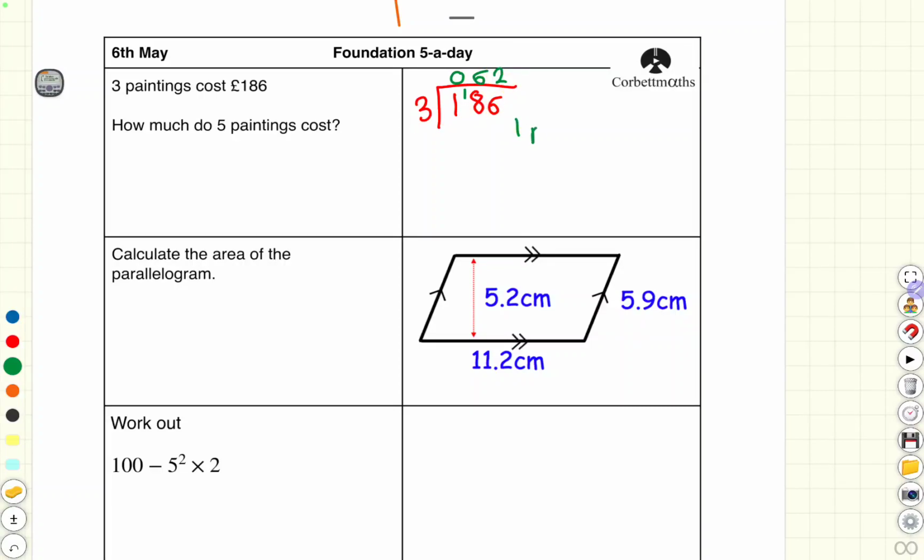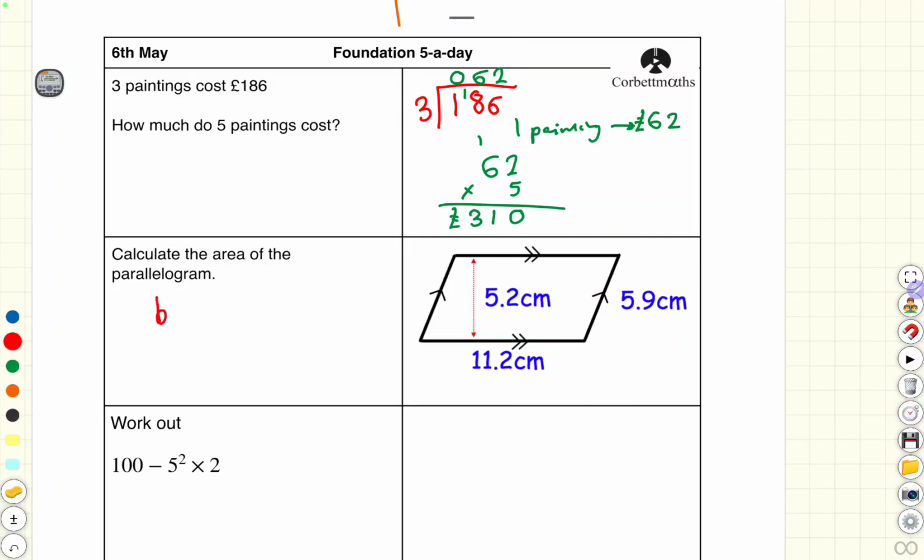So one painting is going to cost £62, and I want to find the cost of 5 of them. So I'm going to do 62 times by 5. 5 times 2 is 10, carry 1. 5 times 6 is 30, plus 1 is 31. So I get £310.